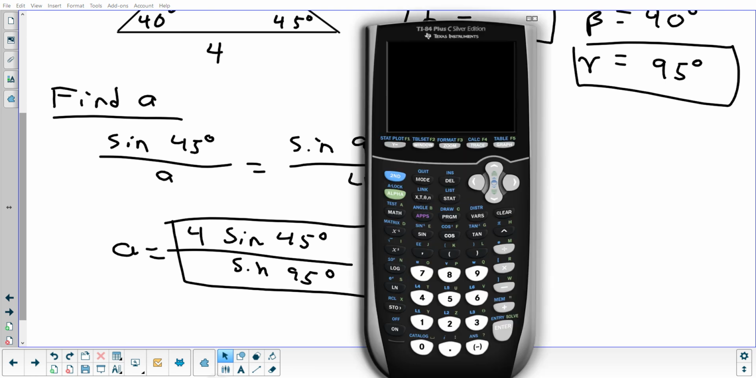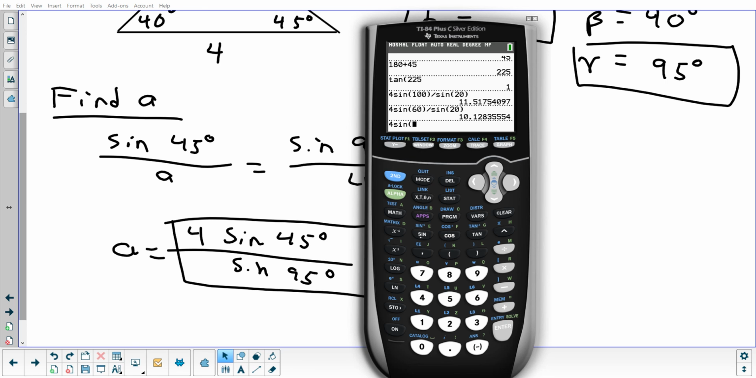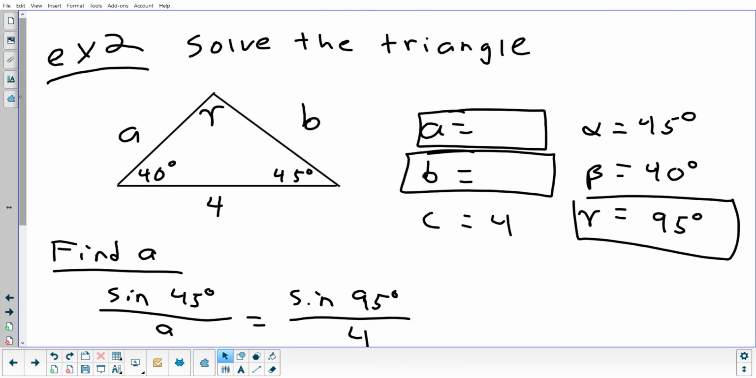All right. So type that in and see what you get. 4 sine 45 divided by sine 95. If you typed it in correctly, or if you typed it in the right way, you should get 2.839. And that's A.